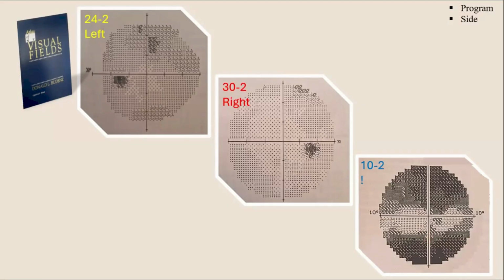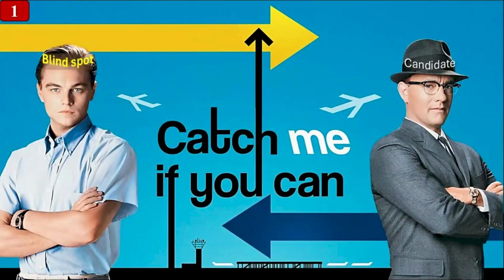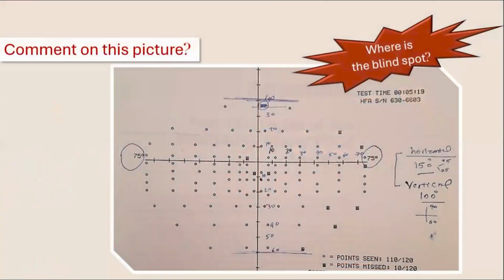So again, whenever the examiner gives you a visual field printout, you have to say some points at the beginning before jumping into describing the visual field defect. Which visual field, I mean the program, the type of the perimetry itself, is it reliable or not, and so on. Okay, we're still in this question, catch me if you can. What is a blind spot? Someone said left. Do you agree?